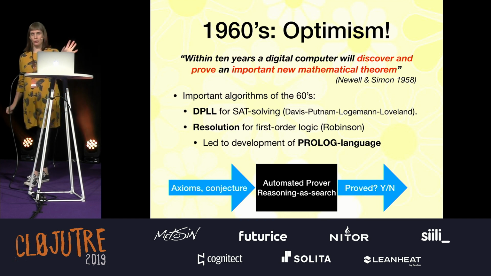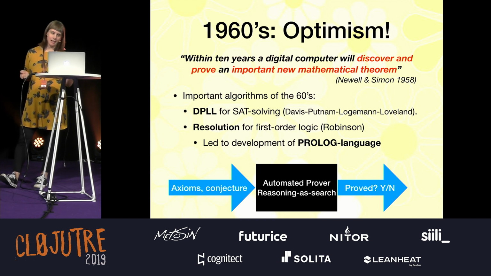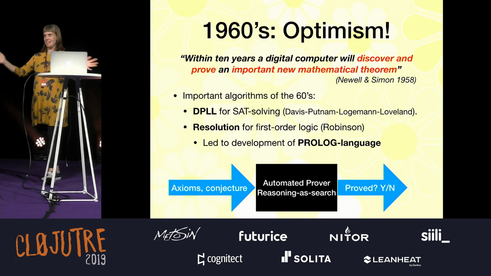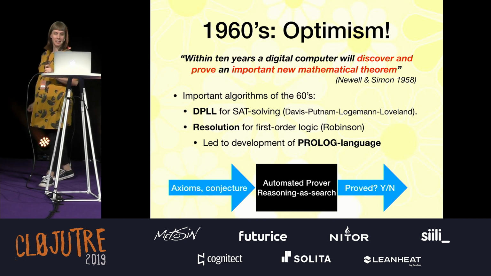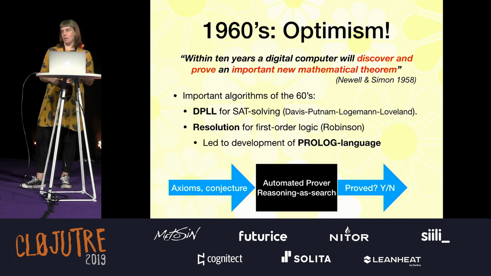However, once you start trying to prove something that's slightly more complicated, it turns out that the search space, the number of options, if you're playing this game of proving mathematical statements, grew very, very large. So the computers of the day couldn't really handle anything very complicated. So that was a bit of a downer for this optimism early on.